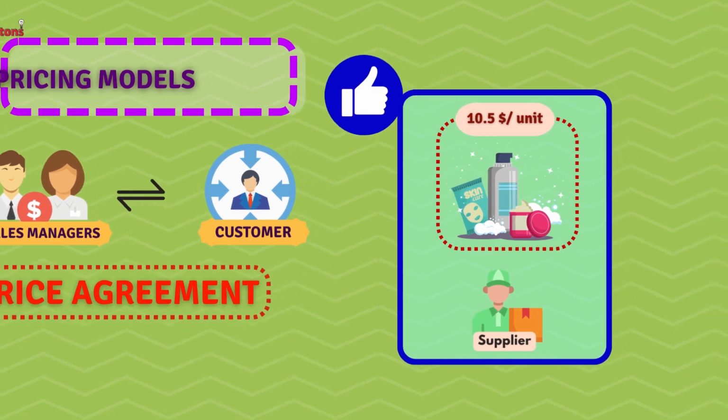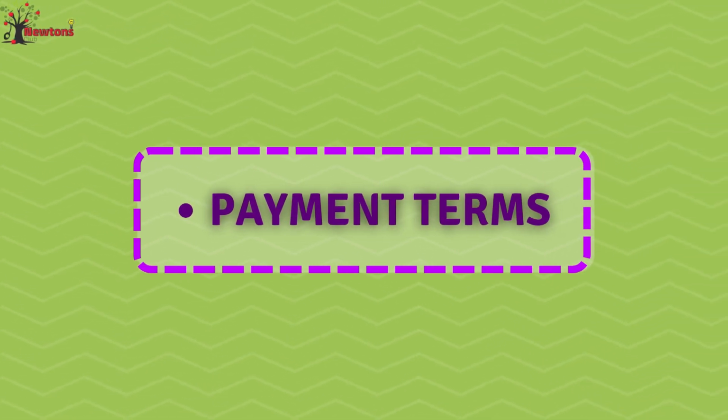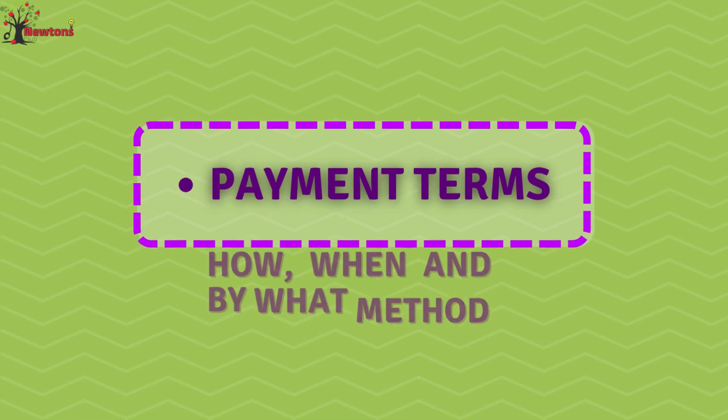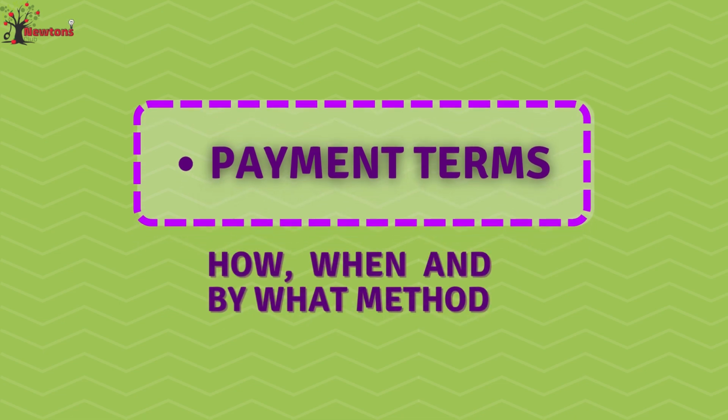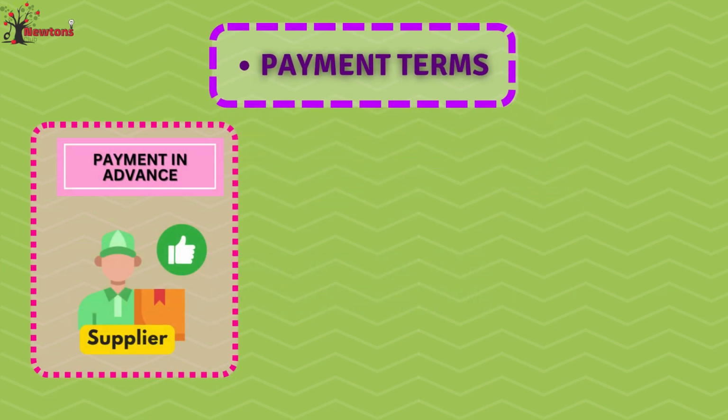Now moving on to the payment terms. Payment terms define how, when, and by what method the customer pays the supplier. Here are some common examples. Number one, payment in advance. The customer pays 100% before the material is delivered. Customer hates this, but suppliers love it.